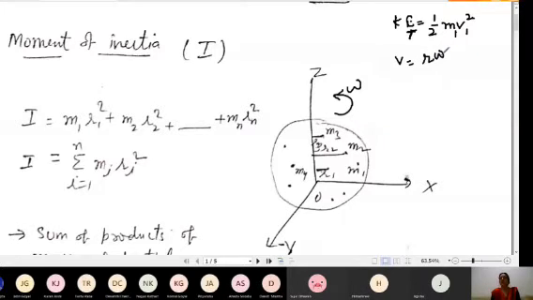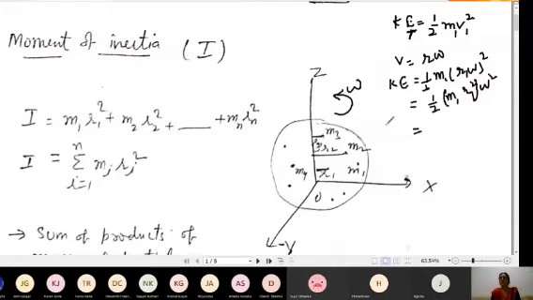So if I put the value here, I get kinetic energy equals 1 by 2 m1 into r1 omega square, which equals 1 by 2 m1 r1 square omega square. So for the first particle, the rotational kinetic energy equals 1 by 2 I omega square. This is for the first particle, I1.